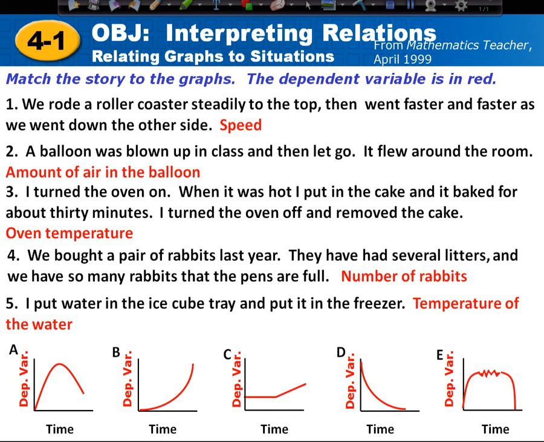Number 4, we bought a pair of rabbits last year. They had several litters, and we have so many rabbits that the pens are full. Your dependent variable here is the number of rabbits. Number 5, I put water in the ice cube tray and put it in the freezer. Your dependent variable here is the temperature of the water. Take a few more minutes, make sure that you have A, B, C, D, or E written for each one of the 5.